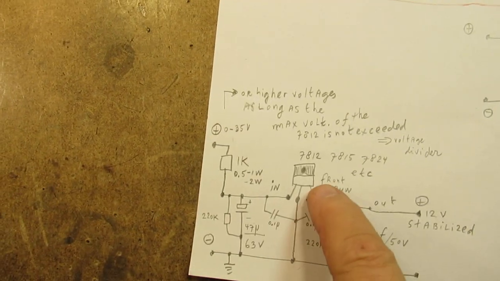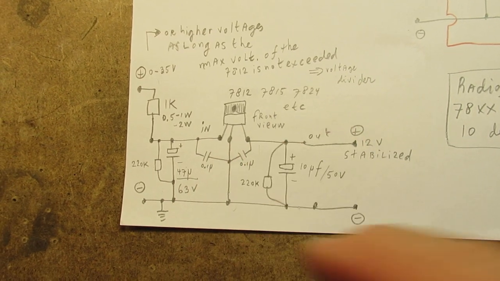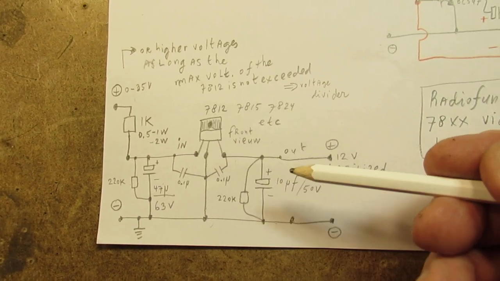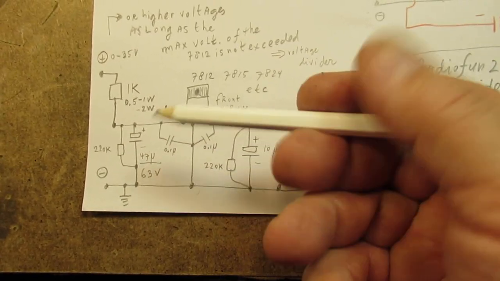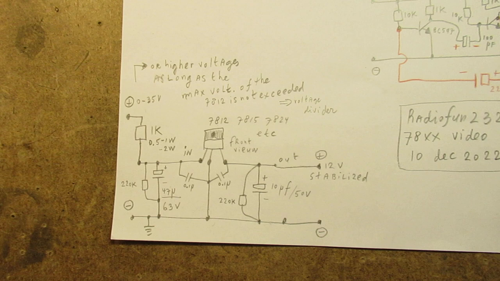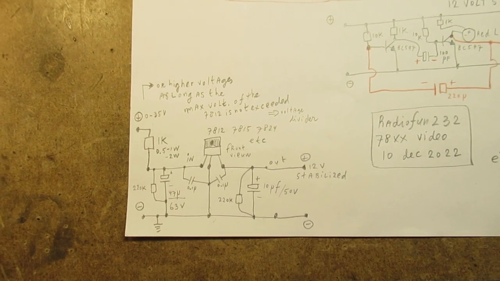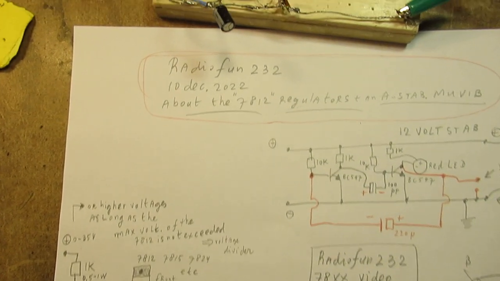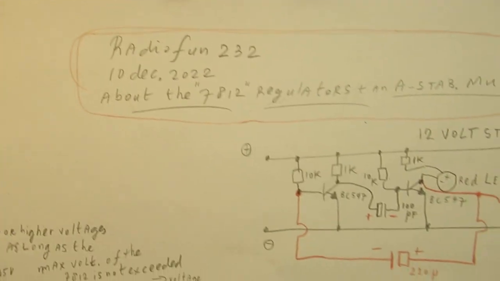Perhaps the 7812 has a kind of internal circuit that protects against current flowing back from the output to the input. I don't know that, but it's a kind of general safety idea to not get into certain troubles.